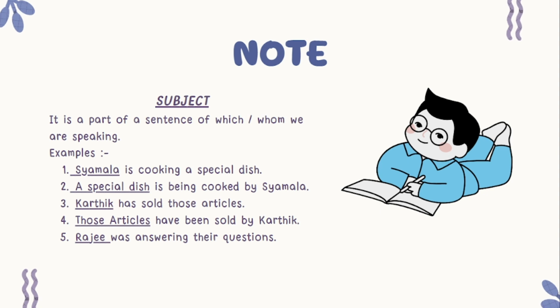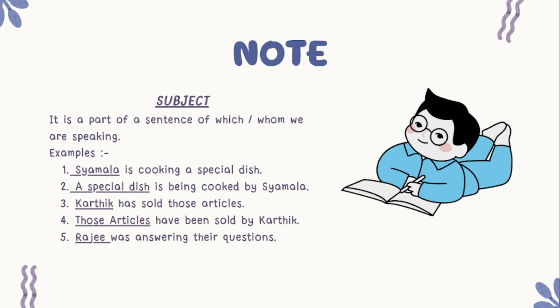First one, Syamala is cooking a special dish. In this sentence, Syamala is a part of the sentence. Second one, we are speaking of Syamala. So, Syamala is called subject. Then immediately you may get a doubt. Sir, why don't we think a special dish is a subject? You may get that doubt because a special dish is a part of a sentence, and we are talking of a special dish also. Then why is a special dish not the subject?